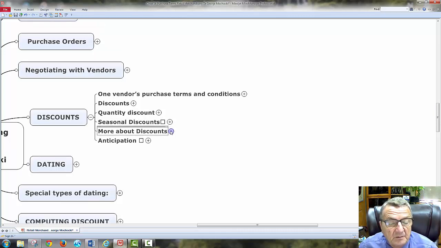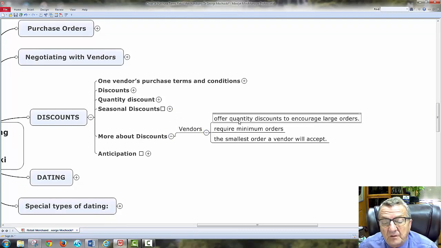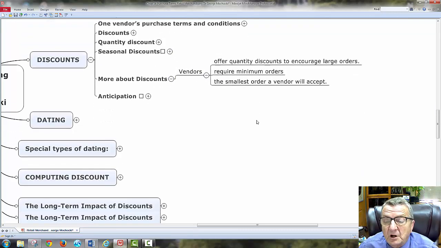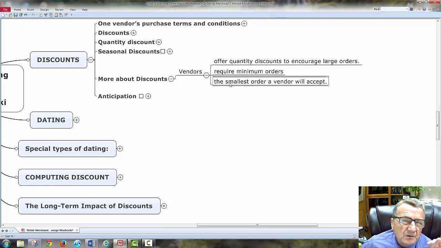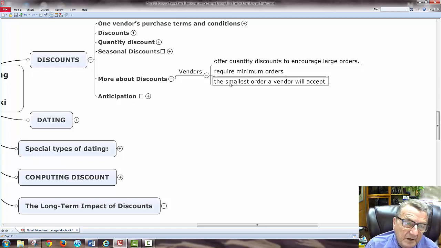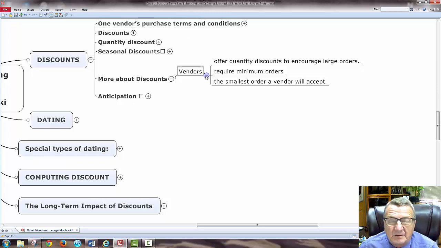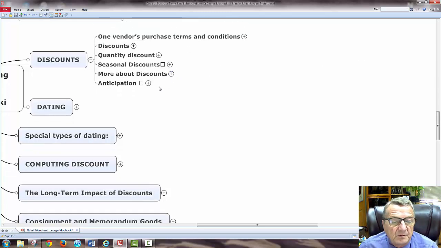Okay, so what about more discounting? Vendors offer quantity discounts to encourage large orders, require minimum orders, and the smallest order a vendor will accept. And that's usually, if they give you a discount, you don't go play penny. Even though technology could do it, it's not worth it. The discounts is I want to move a lot of material. I want to move a lot of my merchandising out of my warehouse, out of my manufacturer, or at least have some commitment that someone's going to buy it. So I don't want to be messing around with 1 or 2 orders, keeping it back there.